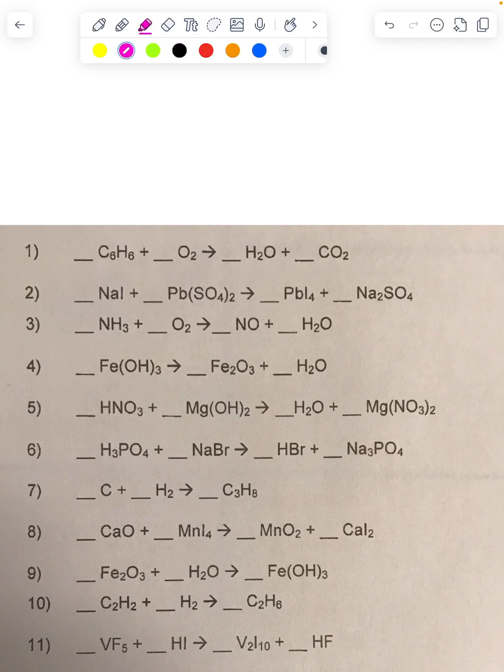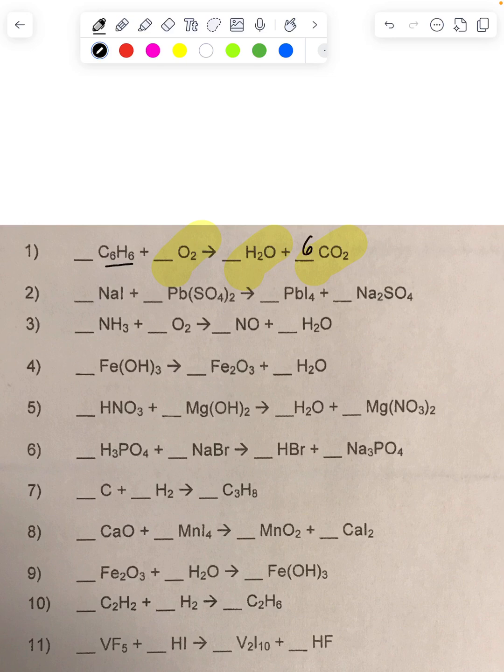Just so everybody can have this and have some answers, let me zoom in here. All right, I'm going to work on balancing these. I can also do some work as far as classifying them. This is a combustion reaction. We know it's a combustion reaction because it has oxygen, it has water, and it has carbon dioxide.